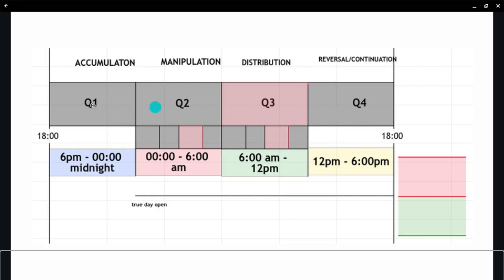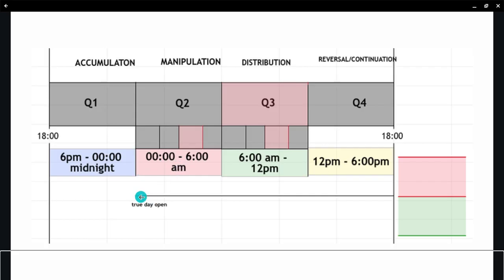All right, everything happens. This is the accumulation. This is London. All right, this is the true day open. Now, if you want to be a buyer in this day, you're looking for buys, always remember to buy below the true day open. True day open begins from Q2. Q2 starts, true day open begins, meaning the midnight open.